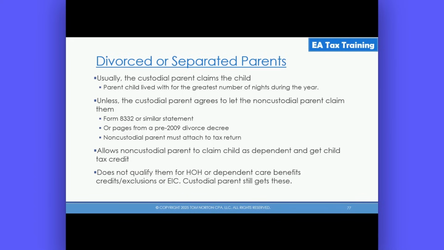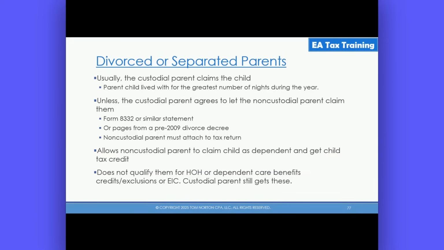And in that case, they fill out this form 8332 or a statement similar to 8332 that says, I give you permission to take the child as a dependent. Or instead of the 8332, if you have an older divorce, so it was a pre 2009 divorce, then you can just attach the pages of the divorce decree. You don't need the form. If the divorce was after 2009, then even if it was called for in the divorce, you still have to have the form 8332 filled out. And the non custodial parent then attaches that to their tax return because they're the ones taking the dependency exemption, even though they don't have custody of the child.